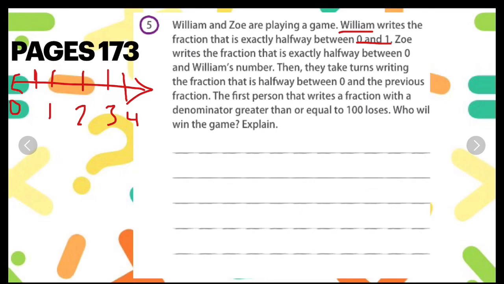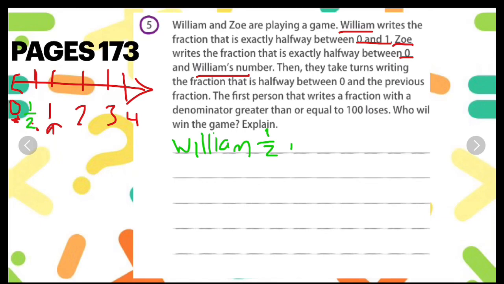Here will be the fraction half. Okay? Now, that means that William first has 1 half. Now, it says Soy writes a fraction that is halfway between 0 and William's number. So if William's number is this one, and it's between 0 and William's number, and this is 1, okay? This is 1 whole, right?